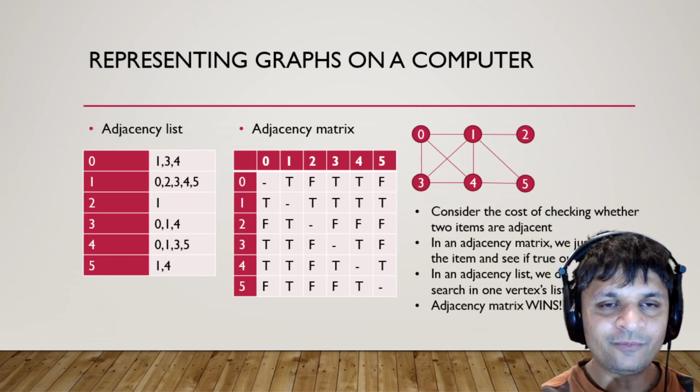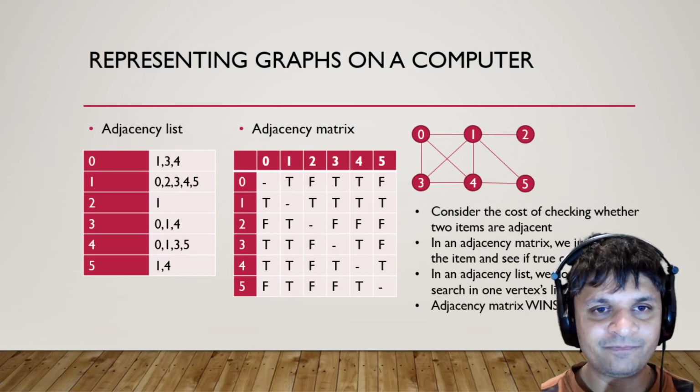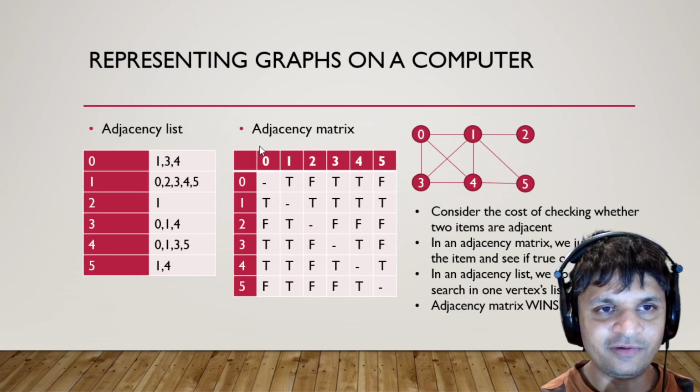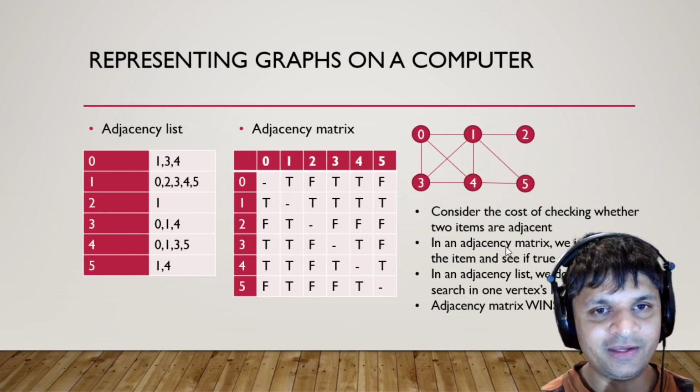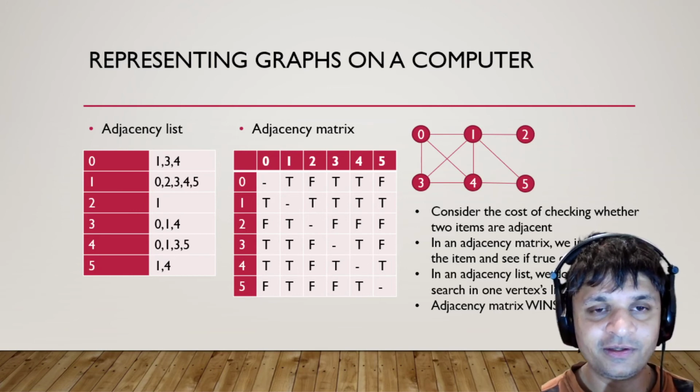Okay? So if we look at these two representations, let's say I wanted to check whether two vertices are next to each other, right? So whether maybe vertex 0 is adjacent to vertex 4 or something. If I want to do that using an adjacency matrix, I'll just look at 0, 4, and I'll see a true, and I'm done. Right, so that's a constant time operation. I just looked it up in the matrix and I said, well, it was either a true or a false, so I know that these two are adjacent.